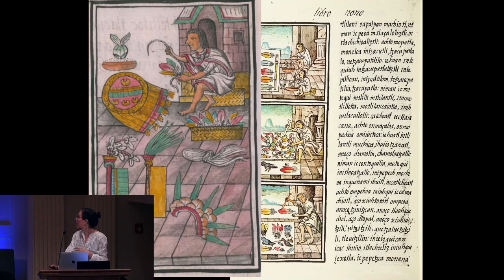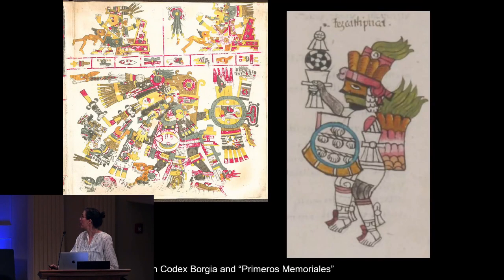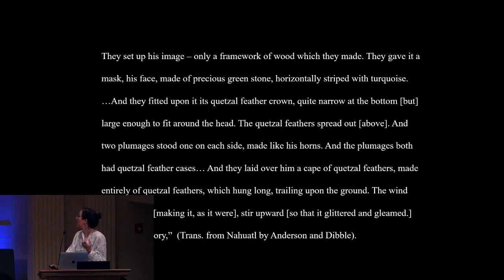And over here, in a later chapter, describing the work of feather workers in the Florentine Codex. But it's this that I really want to focus on. So you can see here an image of the deity Tezcatlipoca, and the image doesn't really capture the complexity of the earlier imagery in the Tonalamatl.